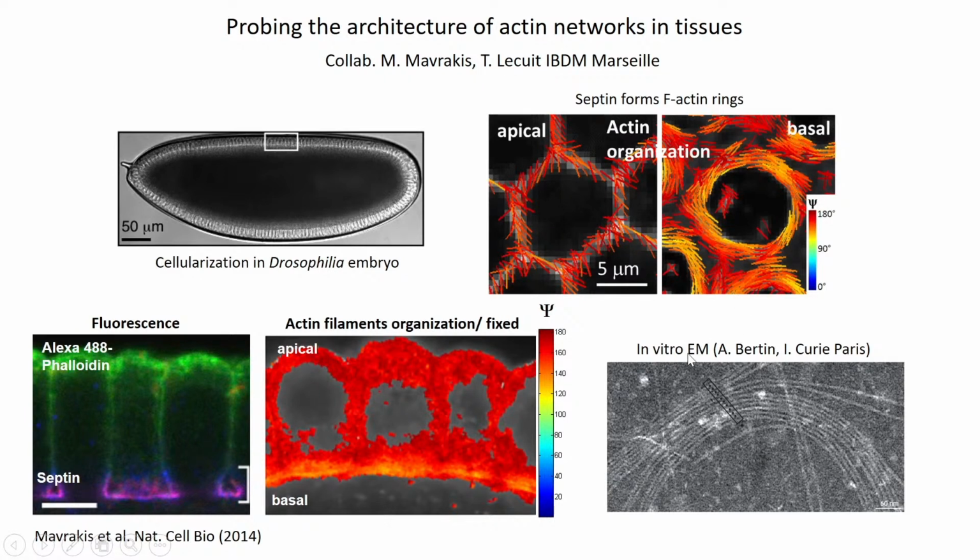And this is highly related to some structures that have been observed in parallel in vitro, where septin has been shown to be able to provoke some kind of aligned but curved orientations of the actin filaments here.